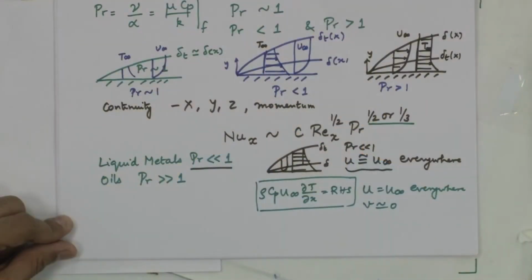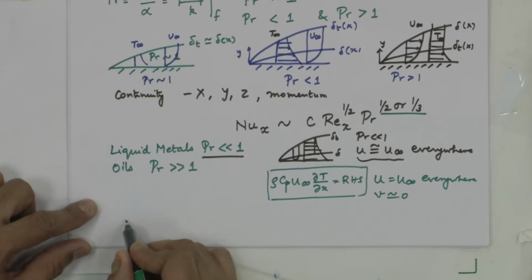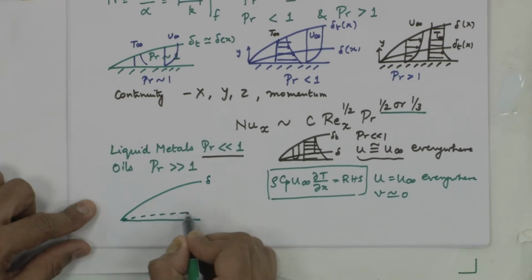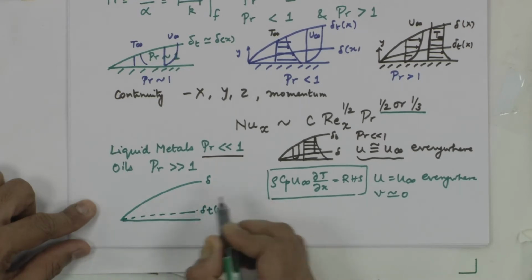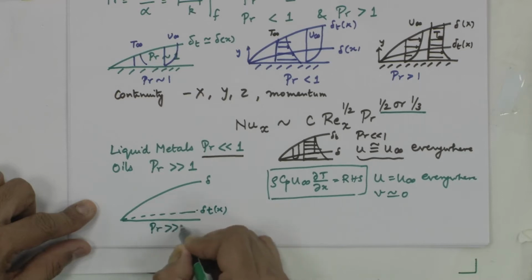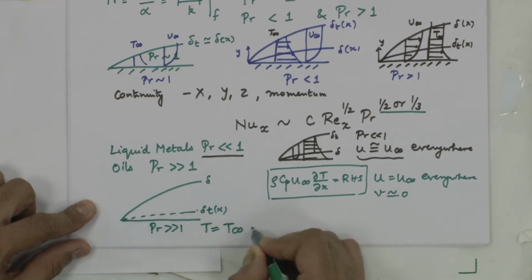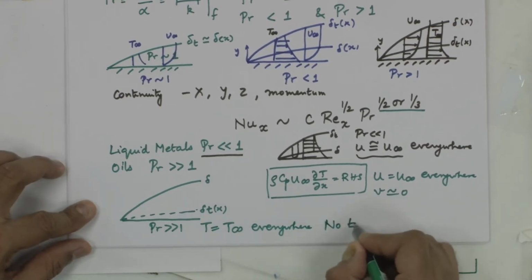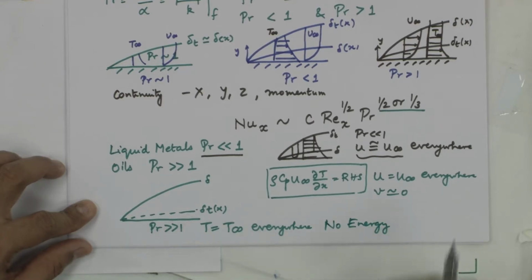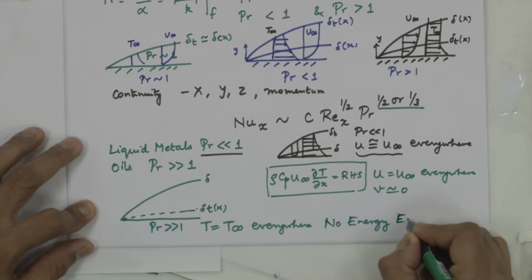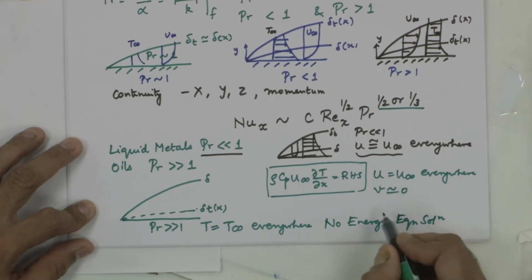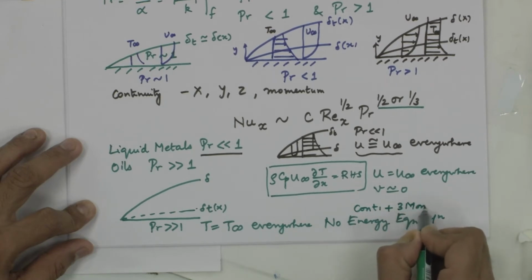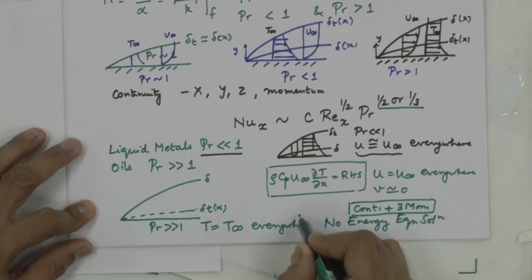When you have Prandtl number much greater than 1, the reverse helps us. This is your delta and this is say your delta T. You can say PR much greater than 1, you can say T is equal to T infinity everywhere. Therefore, no energy equation. You do not have to solve the energy equation because the temperature distribution is already known. You just have a hydrodynamics problem.